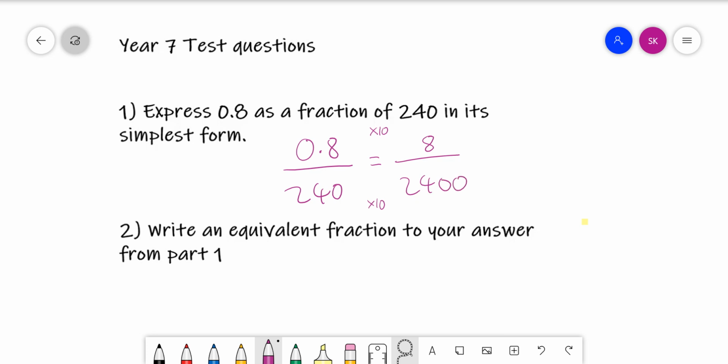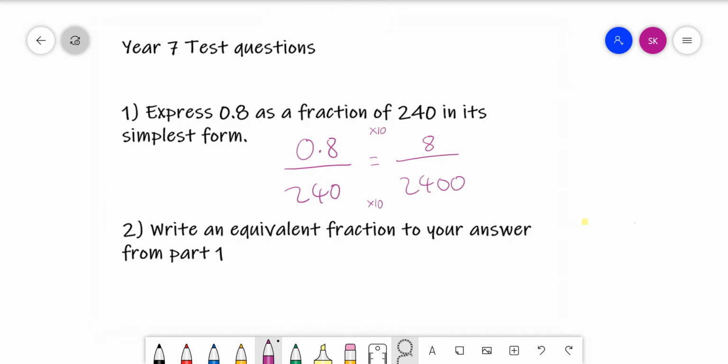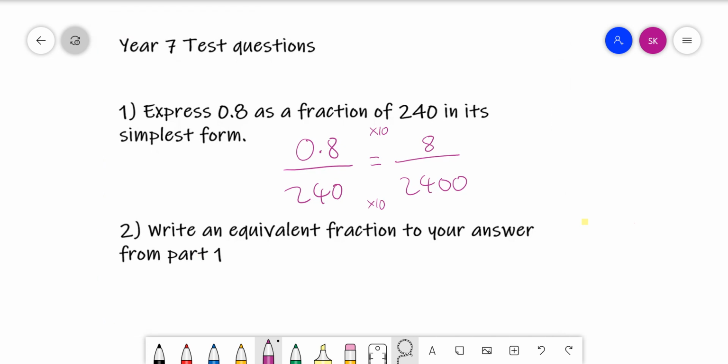But this is still not in its simplest form, because there are common factors of 8 and 2,400, which means we could simplify it further. So, the highest common factor of 8 and 2,400 is actually 8, because I know that 8 goes into 8 once, and I know that 8 goes into 24 3 times. So in its simplest form, the answer is 1 over 300. That is your final answer.